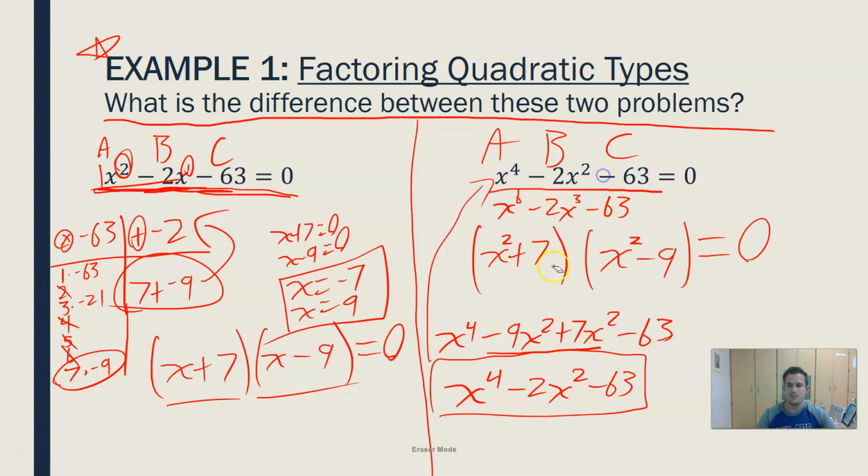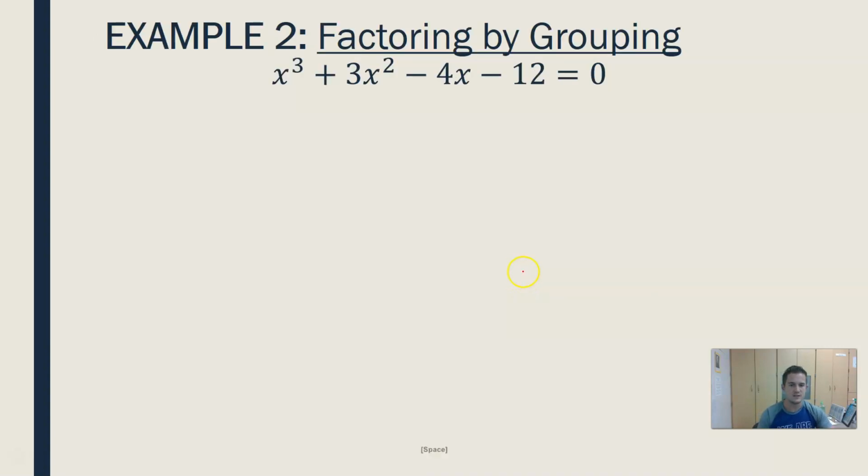So that's example 1. From here I could continue on and set both of these equal to 0, and I'd use my square root method to go ahead and solve both those functions. Okay, so I'm going to go ahead and move on to the next one.